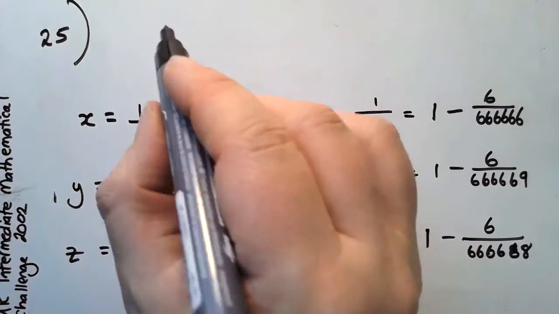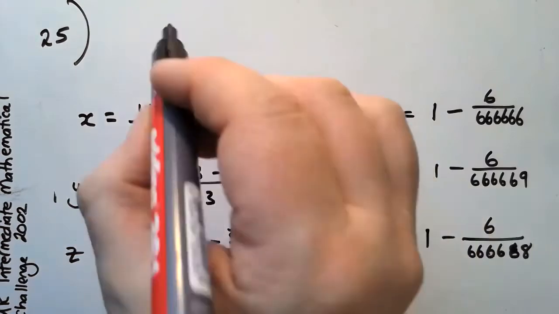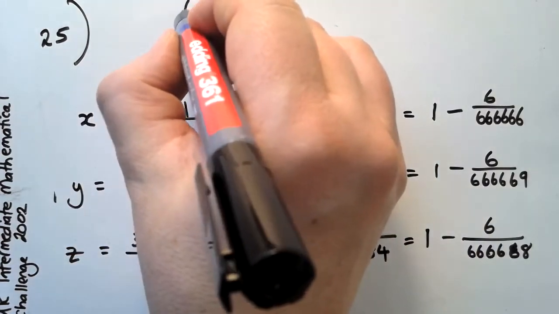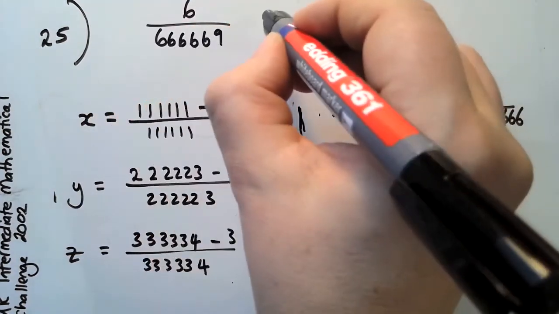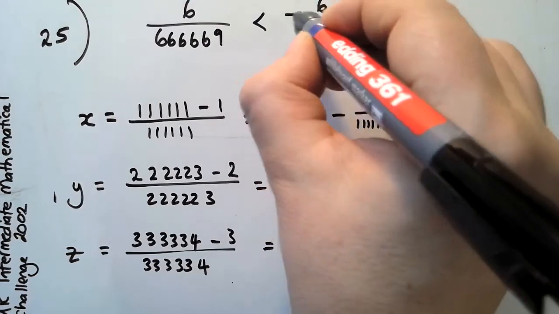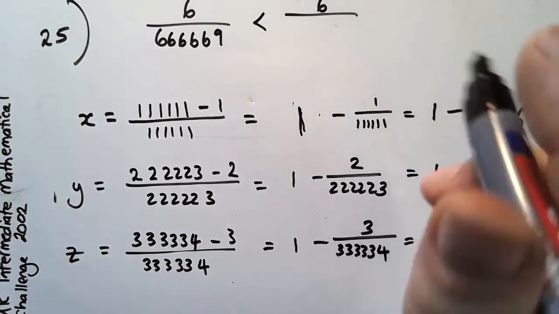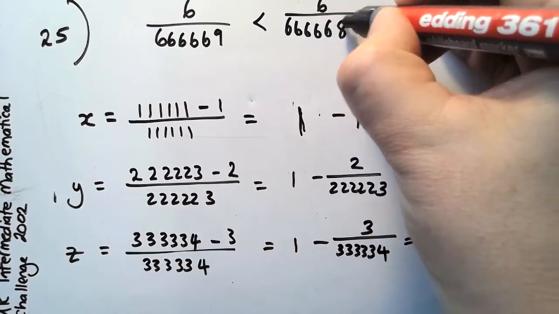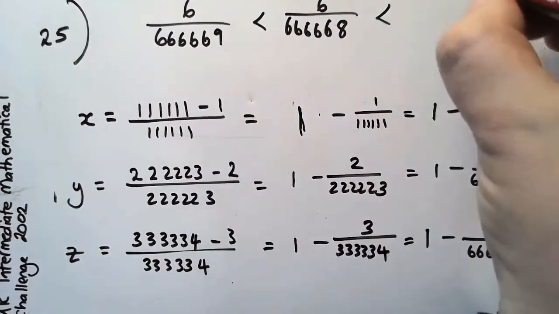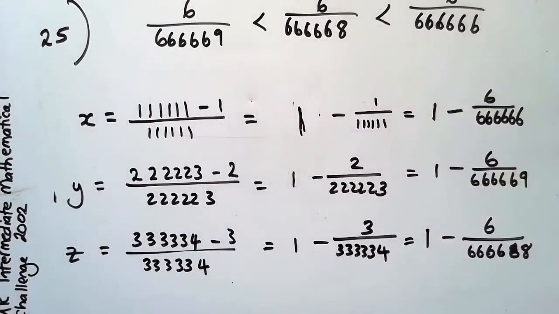I'm actually going to put them at the top here because I'm running out of space at the bottom. If we compare just these fractions, not the subtract part at the moment, we've got 6 over 6,666,669 is less than, which is this one. This is the smallest because the denominator is the largest. The next one is this one here, 6 over 6,666,668. And then this one is the largest of those, 6 divided by 6,666,666.